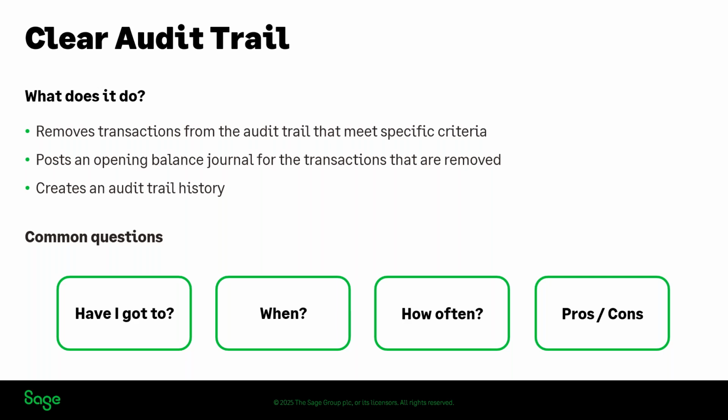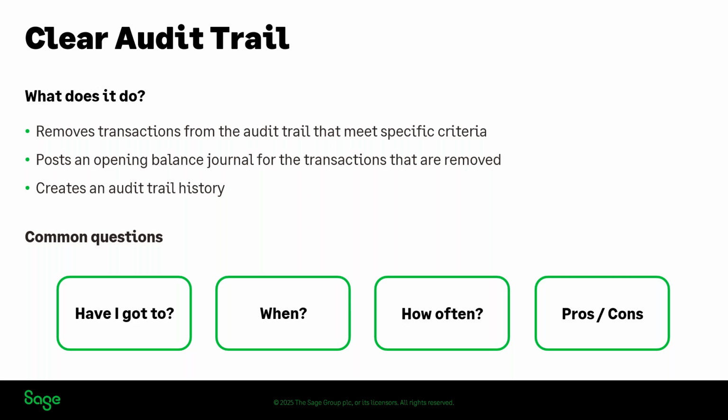Pros and cons wise, well, obviously, if you do clear audit trail, it reduces the number of transactions you have. The fewer transactions you have, the more efficient your software is going to run. So things like checking your data, the less there is, going to be quicker because there's less to check. Your backups are going to be that bit smaller. So again, that process would be quicker.